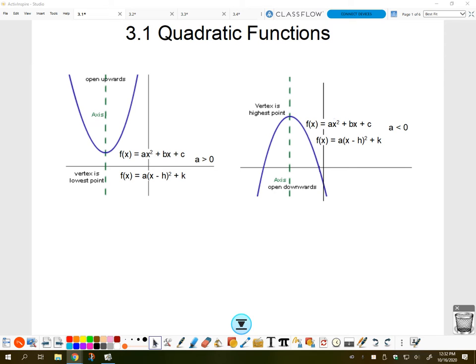Okay, so quadratic functions look like one of these two graphs. You can have a positive quadratic that's going to open up, and a negative quadratic that's going to open down. The two forms we're going to look at are standard form and the vertex form. Remember that quadratics have an axis of symmetry that runs through the vertex. It's important that you realize that that axis of symmetry goes through the vertex.